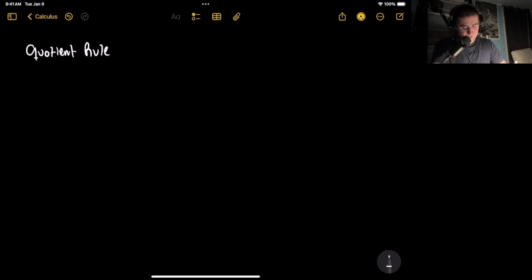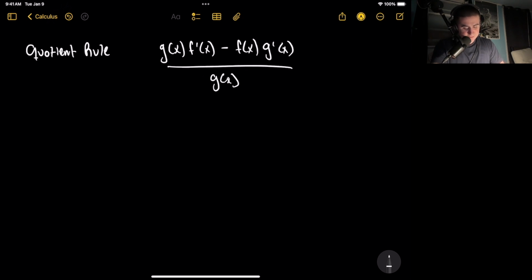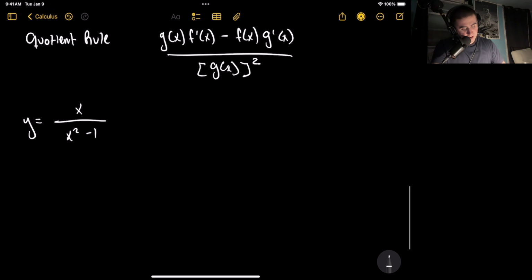All right, so now let's get to the quotient rule. Now again, the quotient rule is g of x times f prime of x minus f of x times g prime of x over g of x squared. So now let's go ahead and do an example. We'll have the first example to be y is equal to x over x squared minus 1. So our f of x is going to be x, and our g of x is going to be x squared minus 1. So now we could use the rule.